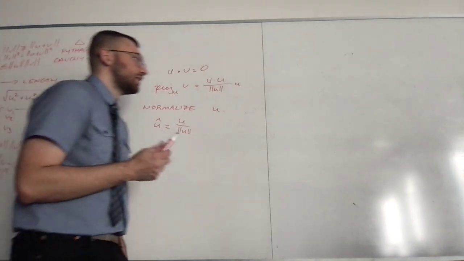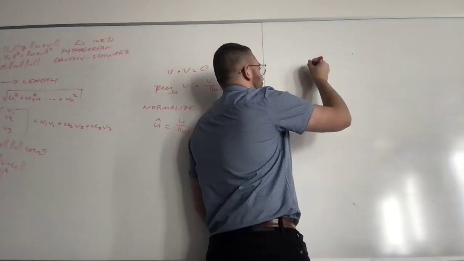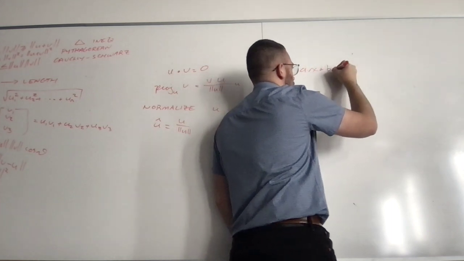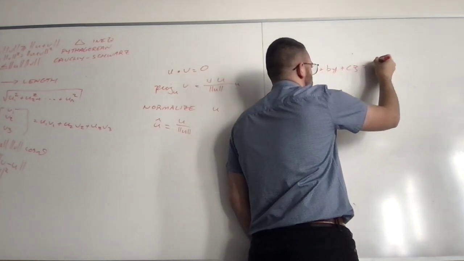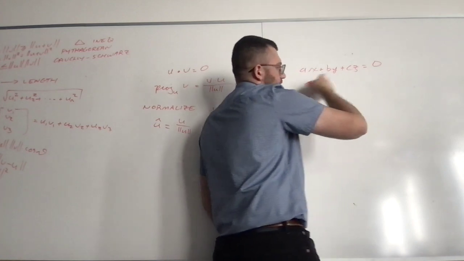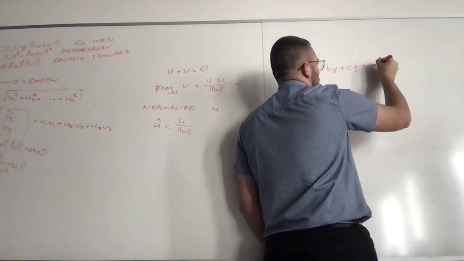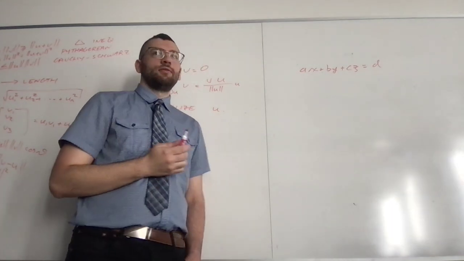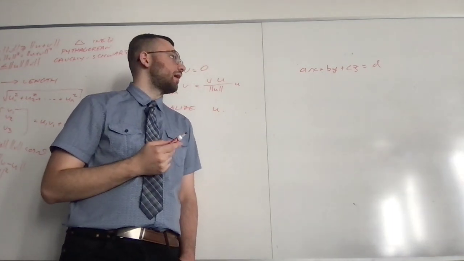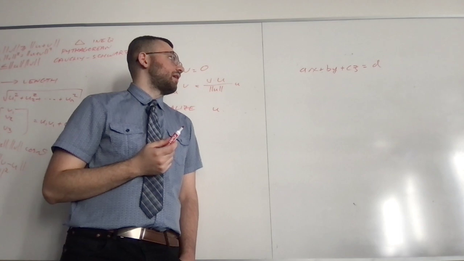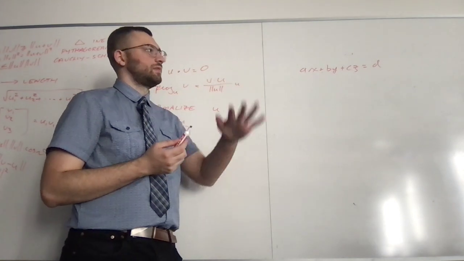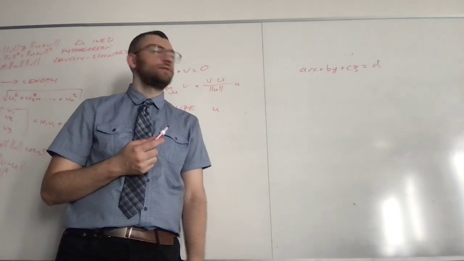3.4 was planes and lines and stuff, right? If I gave you a plane, maybe I should make this a bit more standard, like that. That's the equation of a plane, right? It's ax plus by plus cz equals d. D is sort of like the intercept of that.